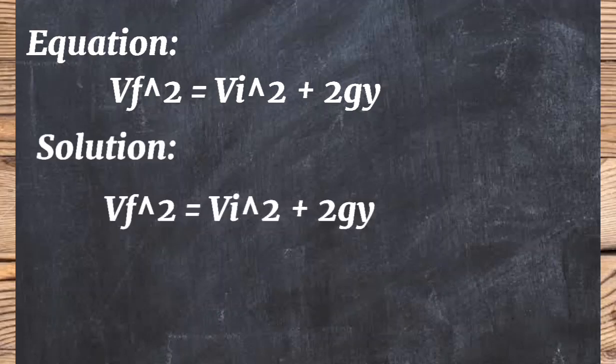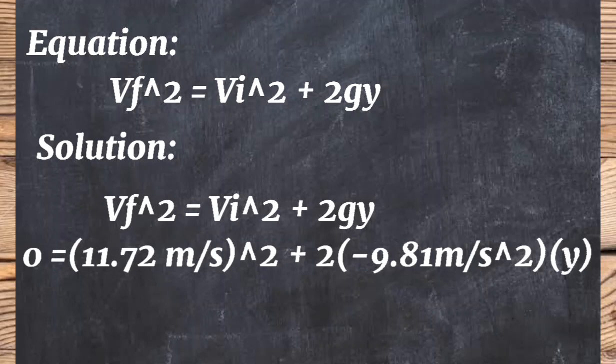For the solution, we will substitute the given in our formula. 0 is equal to the quantity 11.72 meters per second, squared, plus twice the product of negative 9.81 meters per second squared and y. We can now solve the problem. The value of y is equal to 7 meters.